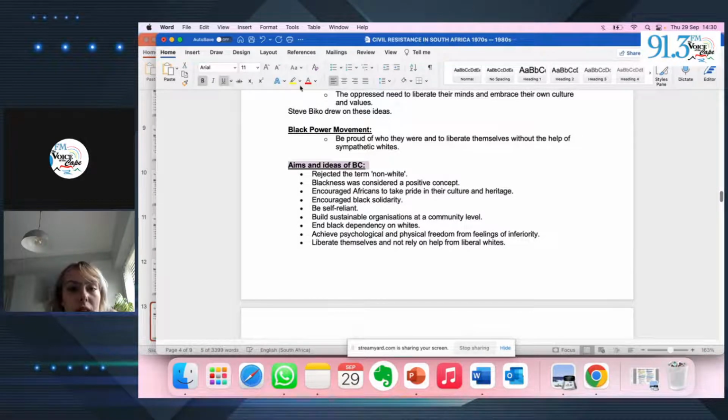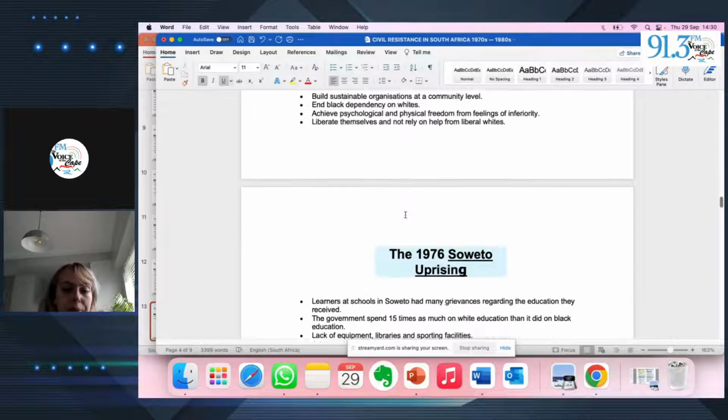So the aims and ideas of Black consciousness: it rejected the term non-white. Blackness was considered a positive concept, and they encouraged Africans to take pride in their culture and heritage. It encouraged Black solidarity. It encouraged them to be self-reliant, to build sustainable organizations at a community level, to end dependency on whites, to achieve psychological and physical freedom from feelings of inferiority, and to liberate themselves and not rely on help from liberal whites.